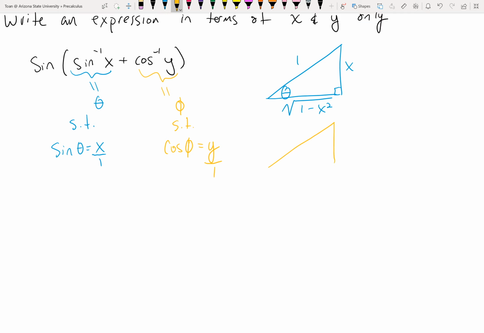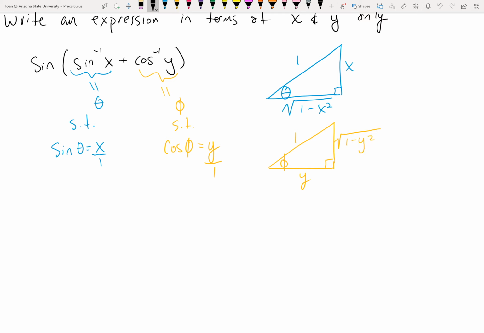Similarly, if I know that cosine of phi equals y over 1, that means if I have a right triangle with an angle phi labeled, I know that its cosine, adjacent over hypotenuse, is y over 1. And then through Pythagoras' theorem, the missing side is the square root of 1 minus y squared.